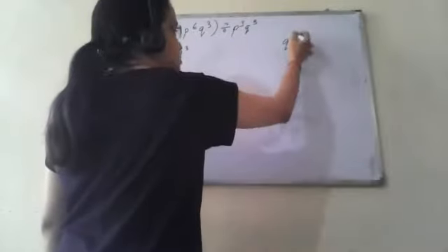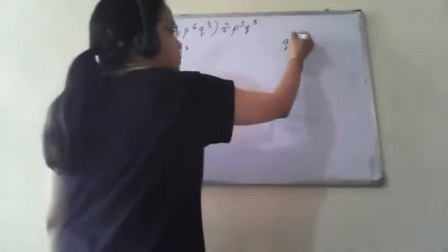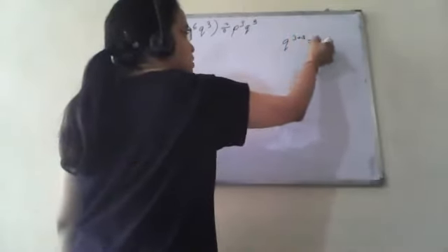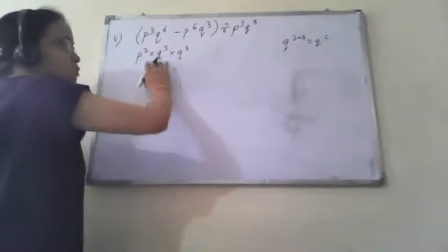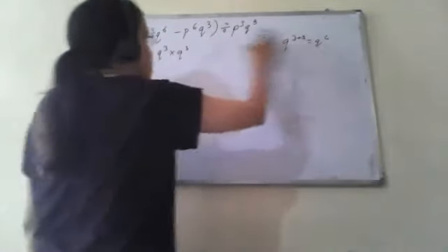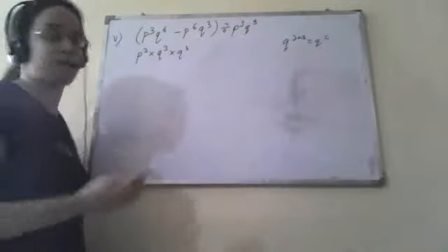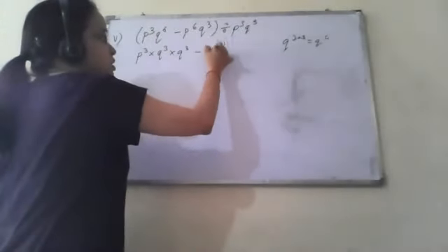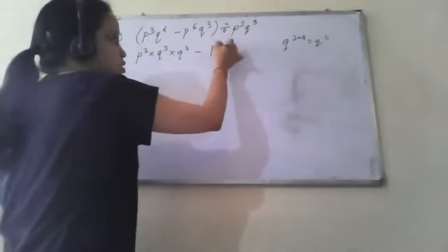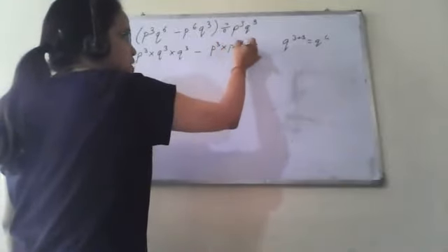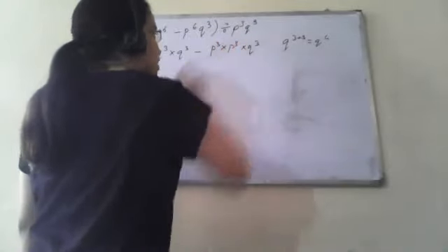clear? Now I have explained this, when the bases are same, the powers will get added up. So q cube into q raised to power 3 is same as q raised to power 6. So we have just modified. Now p raised to power 6 can be written as p raised to power 3 into p raised to power 3 into q raised to power 3.